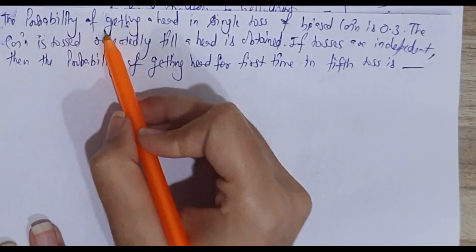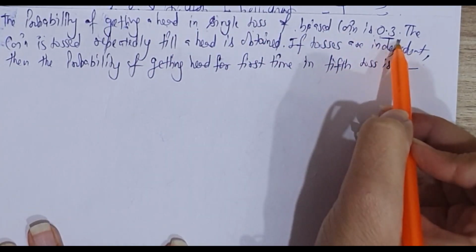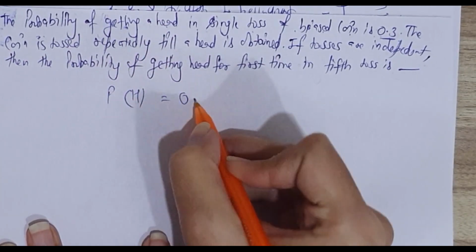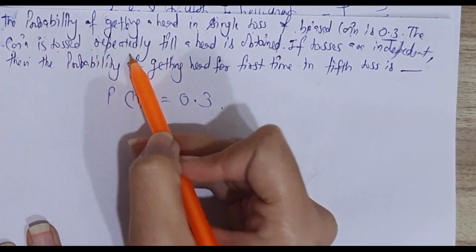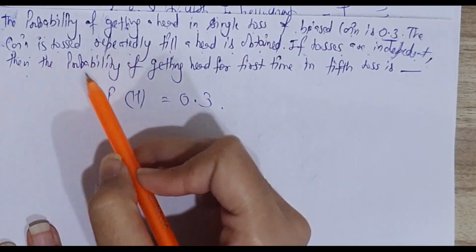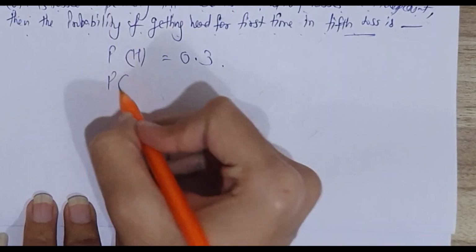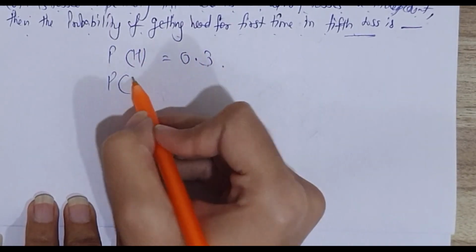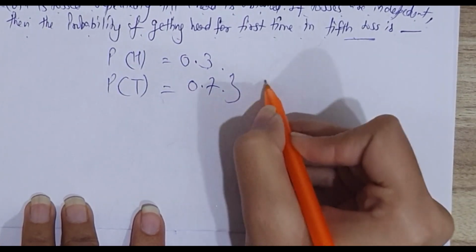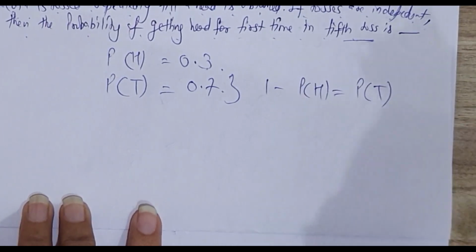Another question. The probability of getting a head in a single toss of a biased coin is 0.3. Probability of getting head is 0.3. The coin is tossed repeatedly till the head is obtained. If the tosses are independent, then the probability of getting a head for the first time in the fifth toss is? If the probability of getting head is 0.3, then the probability of getting tail is 0.7. How do we get it? 1 minus the probability of head. This is how we can find the probability of tail.